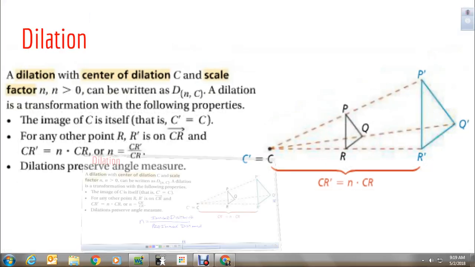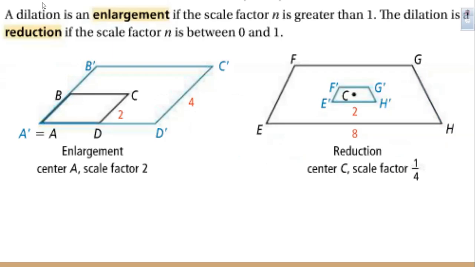All right, so let's take a look here. A dilation is either an enlargement with a scale factor of N greater than 1, or it's going to be a reduction when the scale factor is between 0 and 1. So if it's a fraction less than 1 and greater than 0, it's going to be a reduction. If the scale factor is greater than 1, it's going to be an enlargement. If it's equal to 1, it is congruent. It's the same figure, same size.